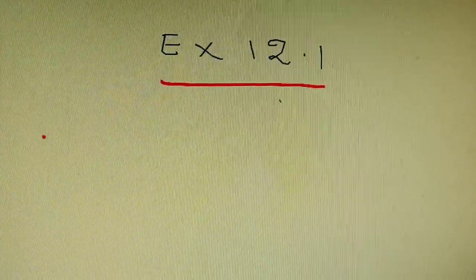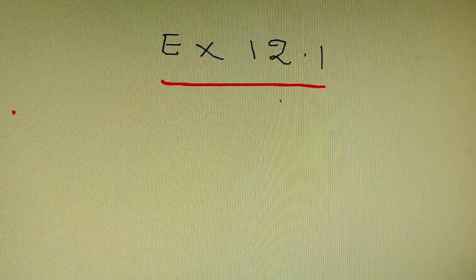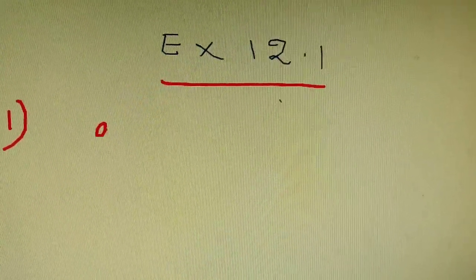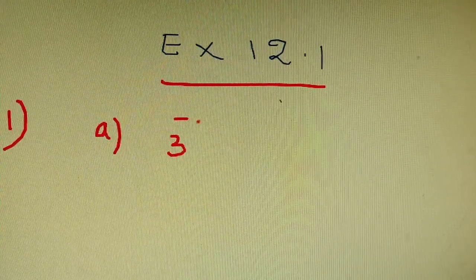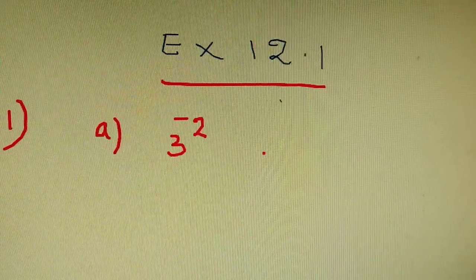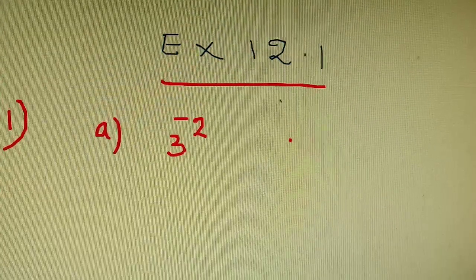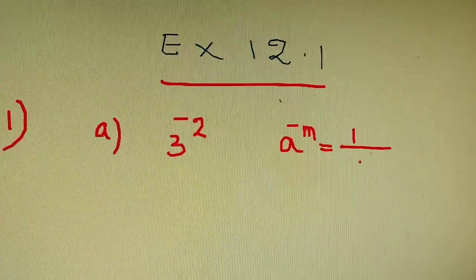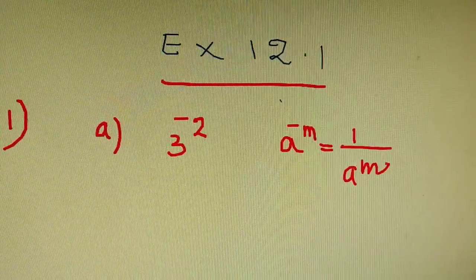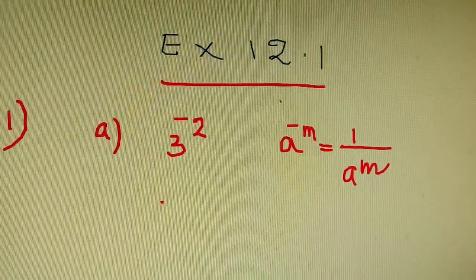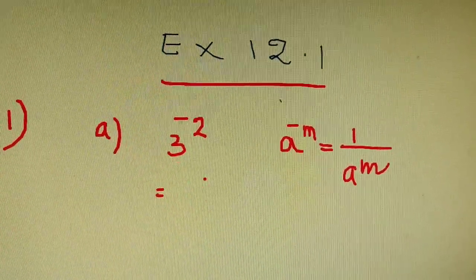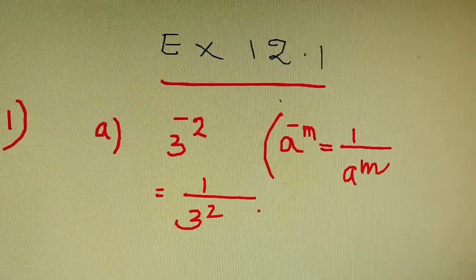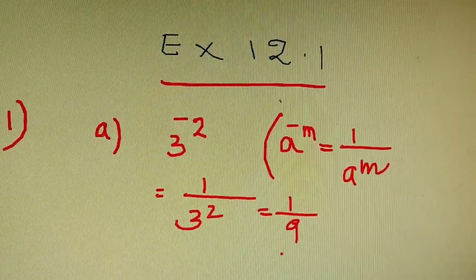Today we can do exercise 12.1. First question. There are three options. The first option, 3 to the power of negative 2. Which law can we apply here? A to the power of negative m is equal to 1 by a to the power of m. So here 3 to the power of negative 2 we can write as 1 by 3 to the power of 2. So that is 1 by 9. Answer is 1 by 9.